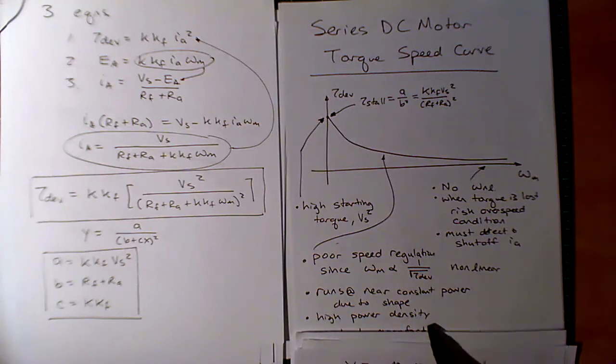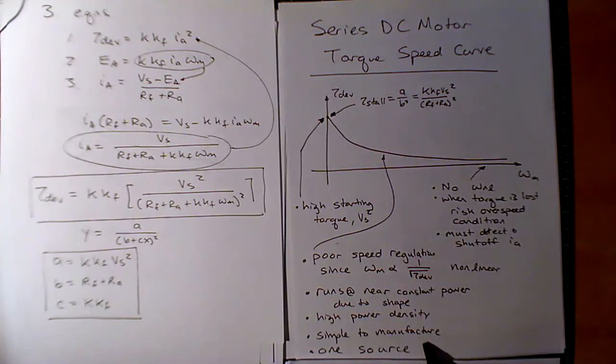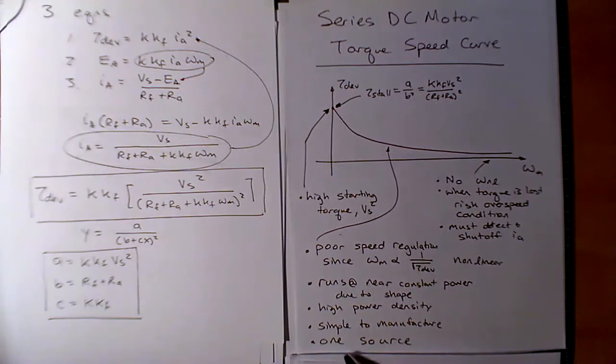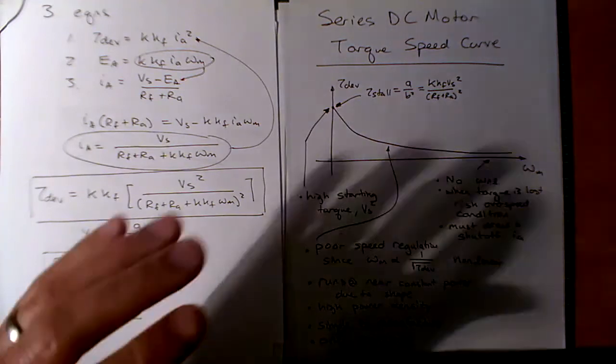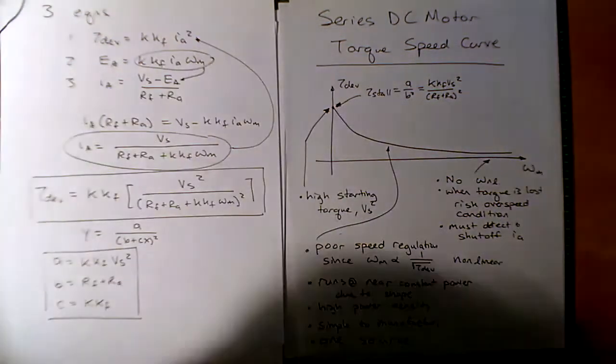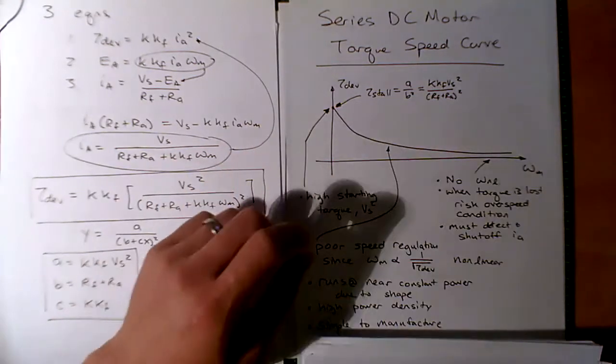High power density, which means you can output a lot of power for a small mass. Simple to manufacture, and only one source, because you don't have to have a separately excited situation for the field and the armature. It's just one source controlling both. Okay, so this is a series DC motor.